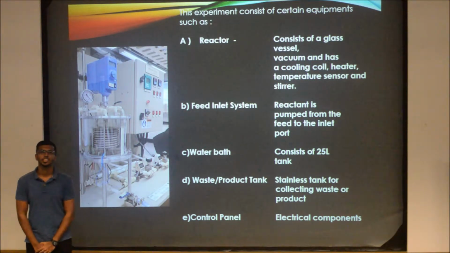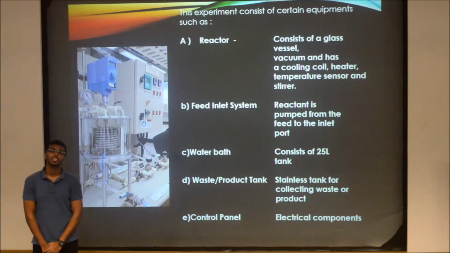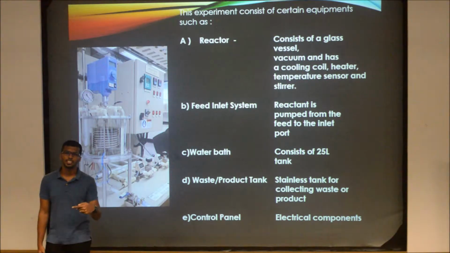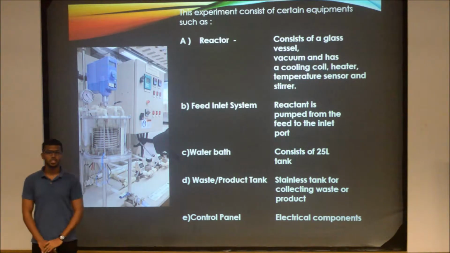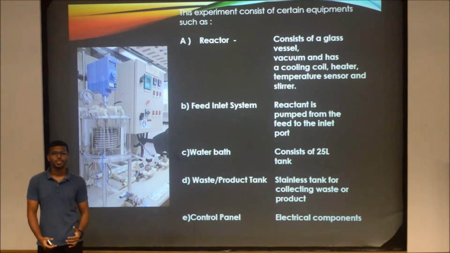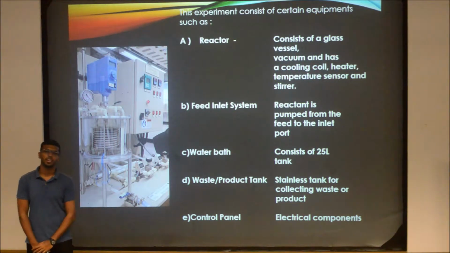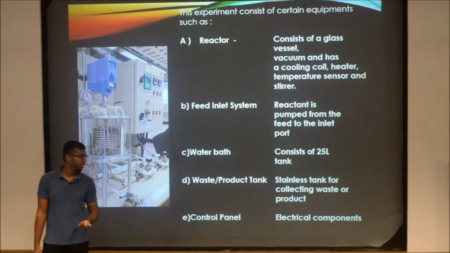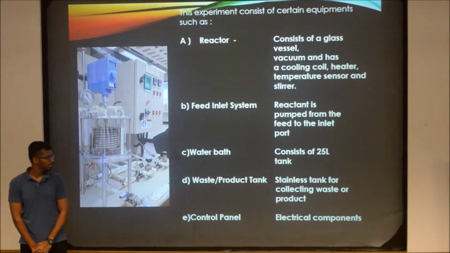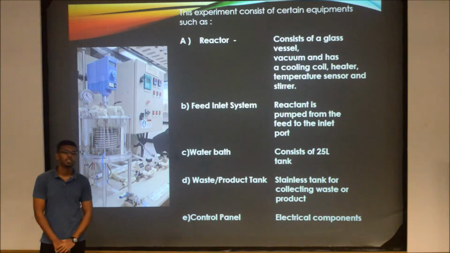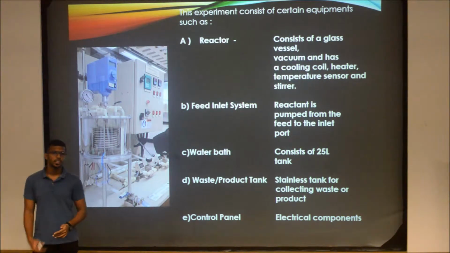Next would be the feed inlet system. This is the place where the feed enters. There are 2 feed inlet systems, one for ethyl acetate and one for sodium hydroxide. Next would be the water bath. The water bath is a 25-liter tank of water which would be heated later on. Next would be the waste or product tank. It is a stainless steel tank used for collecting waste or the product. Lastly, a control panel. It consists of electrical components connected to the computer where the data of the whole process is taken.